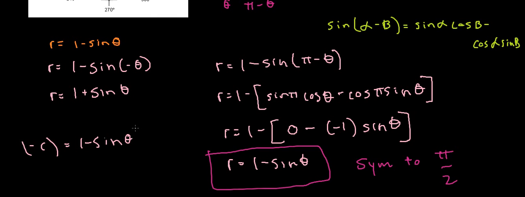And obviously it's an inconclusive test because I just multiply the other side by minus 1. So I get sine theta minus 1 instead. These just switch. So the only conclusive bit of symmetry I've found is that it's symmetrical to pi over 2.